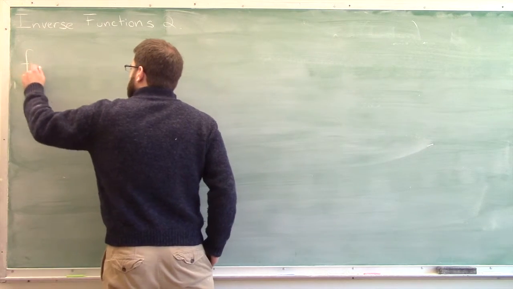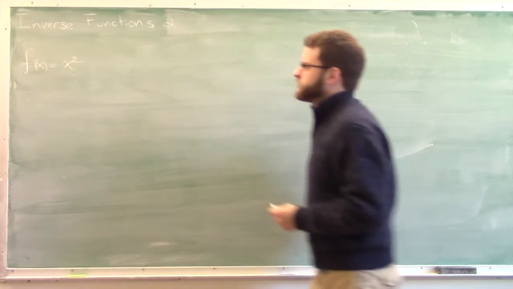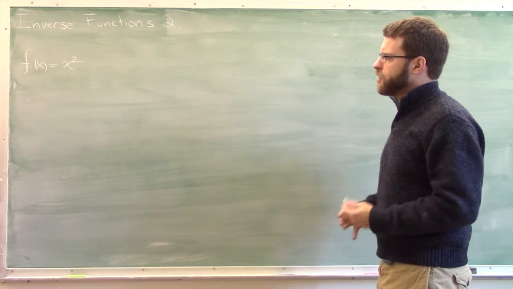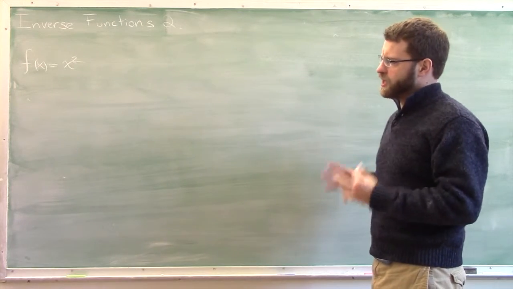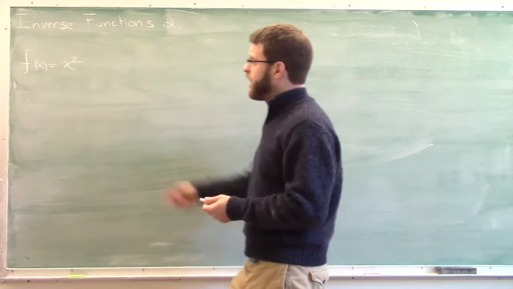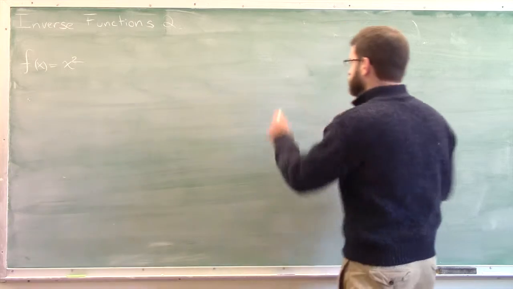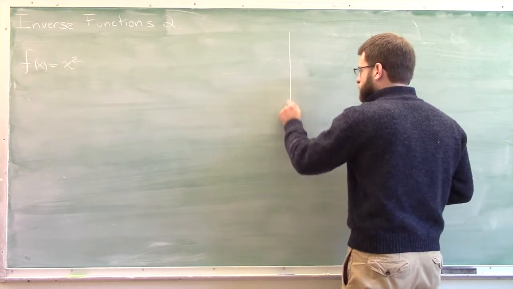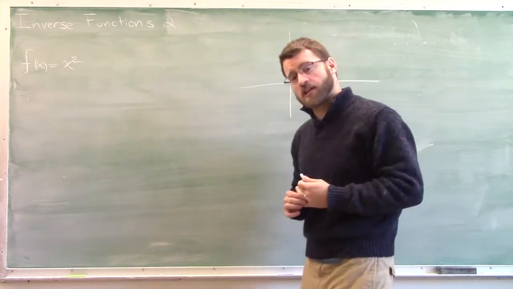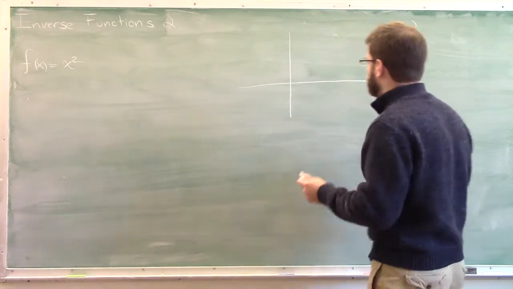So let me give you an example. f of x is equal to x squared. What I want to be able to do is take this function f and pair it with its inverse to cancel out the action of the function. If we look at this graphically, we find that the inverse function satisfies a certain property, or a certain symmetry.